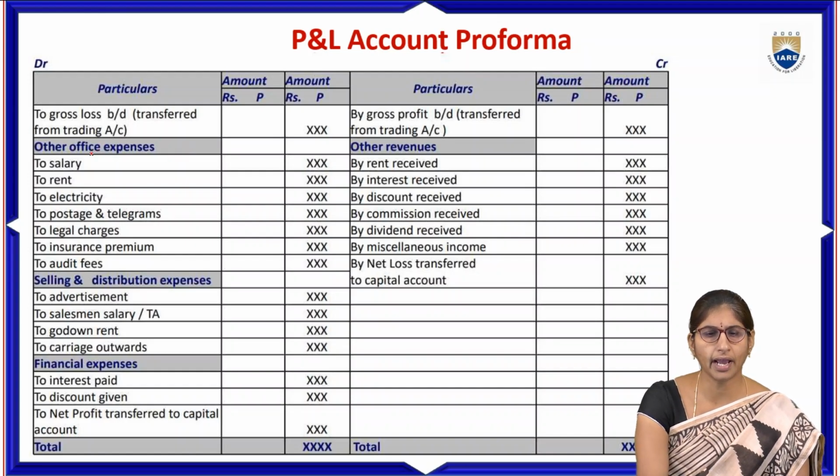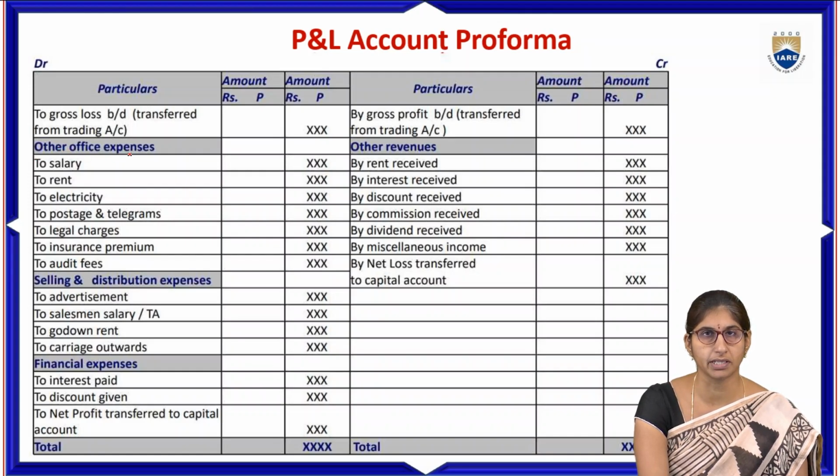The first item on the debit side of the profit and loss account is gross loss, and the second item, the main header, is office expenses. Office expenses, whatever is related to the office, will be recorded in the profit and loss account, and whatever expenditure or income is related to manufacturing or the factory will be recorded in the trading account.